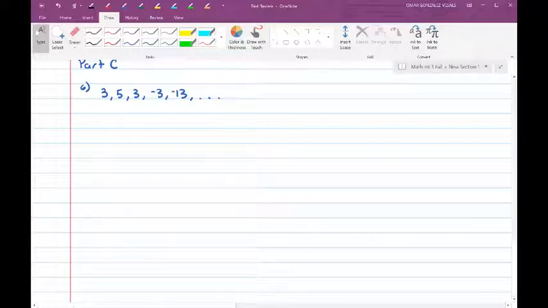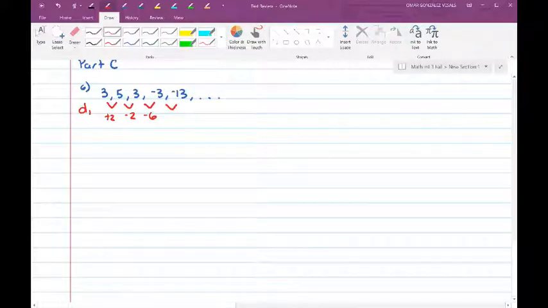So if it's arithmetic, there has to be a common difference. So I'm going to look at my first difference. From 3 to 5, what do I get? That's plus 2. From 5 to 3, that's what? Minus 2. From 3 to negative 3 is? And from negative 3 to negative 13? So obviously not the same common difference, so that's not going to be arithmetic. So the only shot I have is for it to be quadratic.